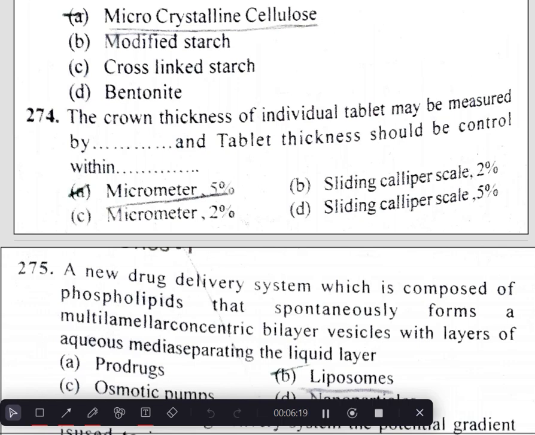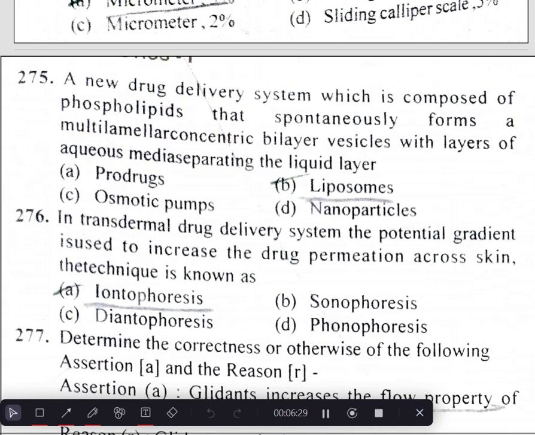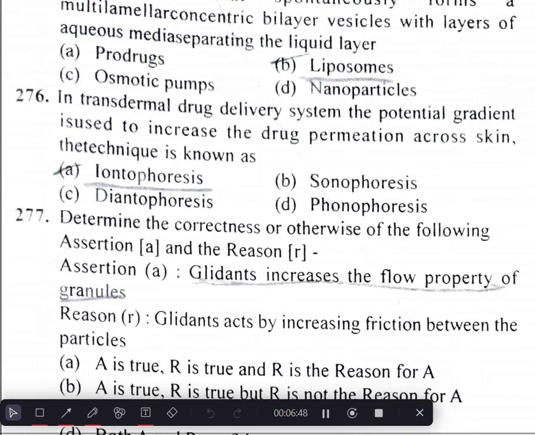The crown thickness of individual tablet may be measured by micrometer, and tablet thickness should be controlled within the 5% limit. A new drug delivery system which is composed of phospholipids that spontaneously forms multilamellar concentric bilayer vesicles with layers of aqueous media separating the lipid layer, that is liposomes. In transdermal drug delivery system, the potential gradient is used to increase the drug permeation across skin. The technique is known as iontophoresis.